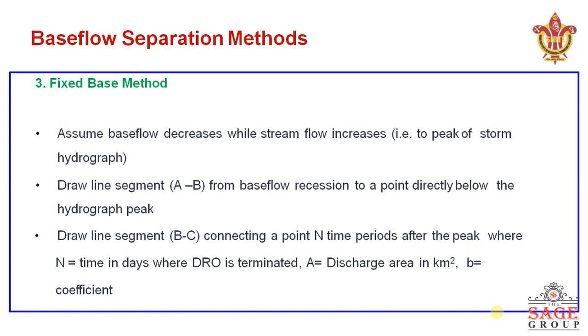Last one is the fixed base method. Assume base flow decreases while stream flow increases, that is, up to peak of storm hydrograph. Draw line segment AB from base flow recession to a point directly below the hydrograph peak. Then draw line segment BC connecting to a point n time periods after the peak, where n is equal to A raised to B, n is time in days where DRO is terminated, A is equal to discharge area in kilometer square, B is the coefficient.